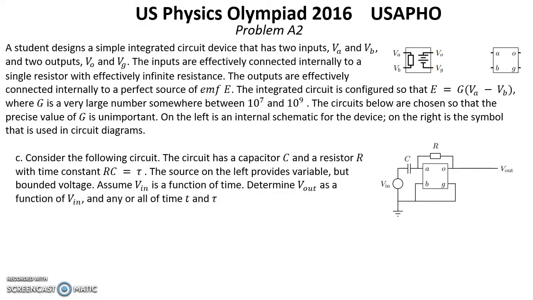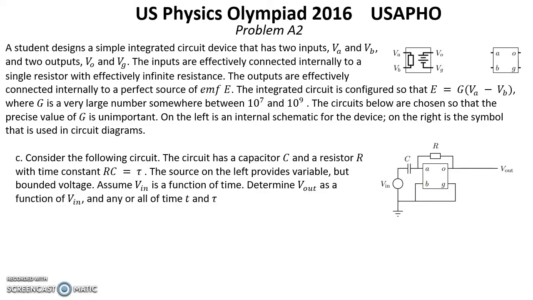Question C. Consider the following circuit. The circuit has a capacitor C and a resistor R with a time constant RC equal to tau. The source on the left provides variable but bounded voltage. Assume V in is a function of time. Determine V out as a function of V in and any or all of the time t and tau.